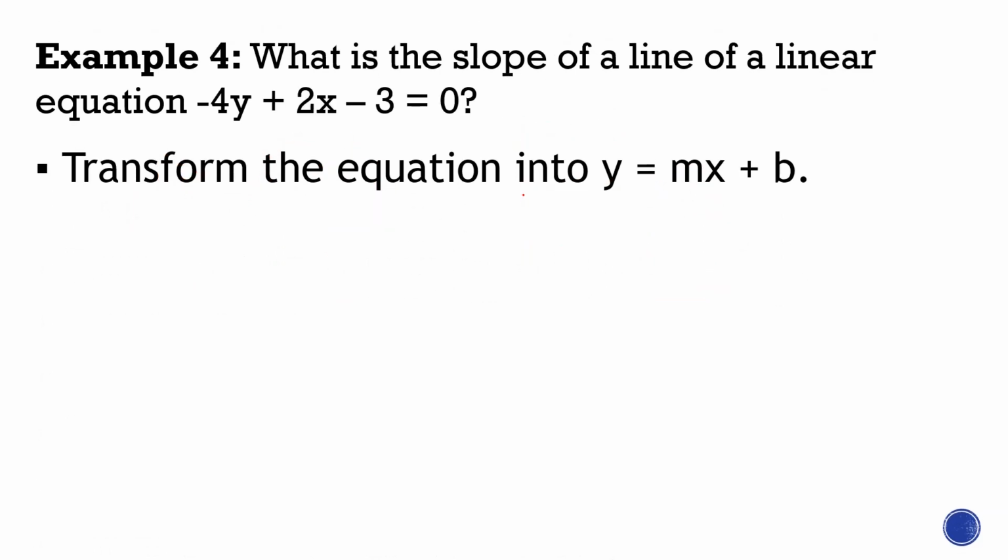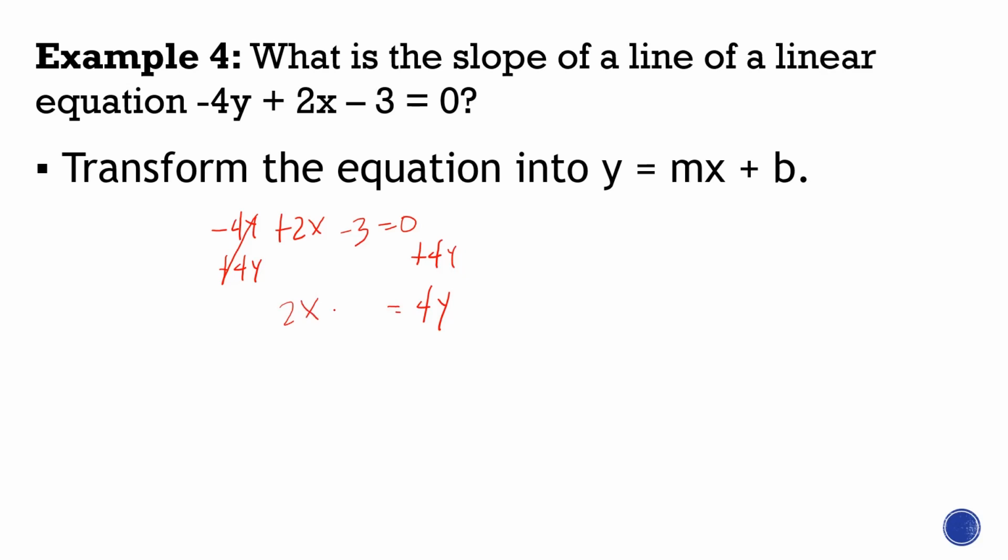Okay, here. Negative 4y plus 2x minus 3 equals 0. So we need to separate these two, right? This negative 4y and 2x, they should be separated by an equal sign, right? And they are on the same side. So what I will do here is, let's say, I will just add 4y on both sides. So this is a possibility that y is on the left side.